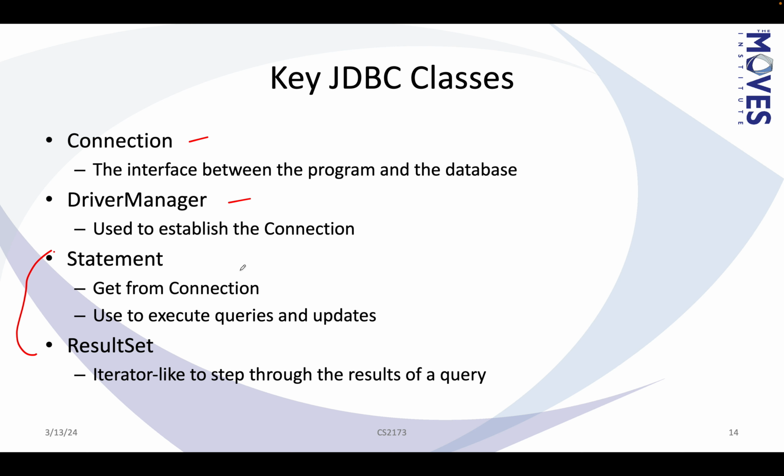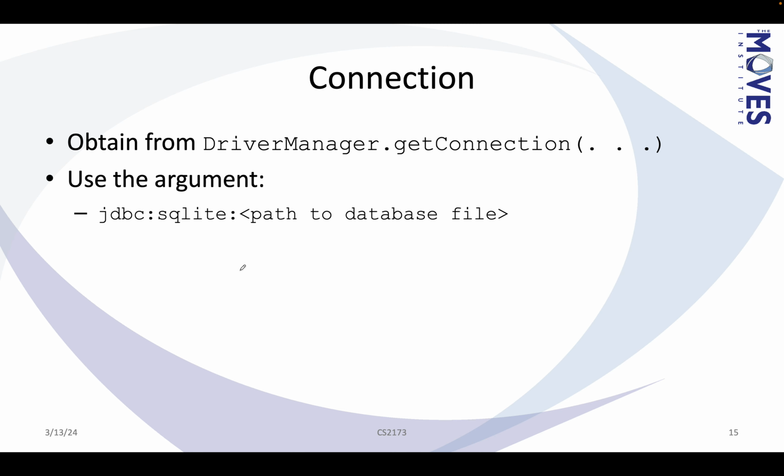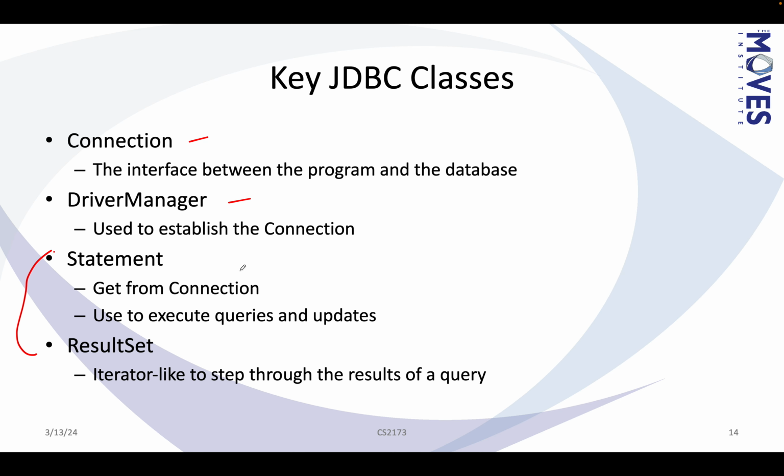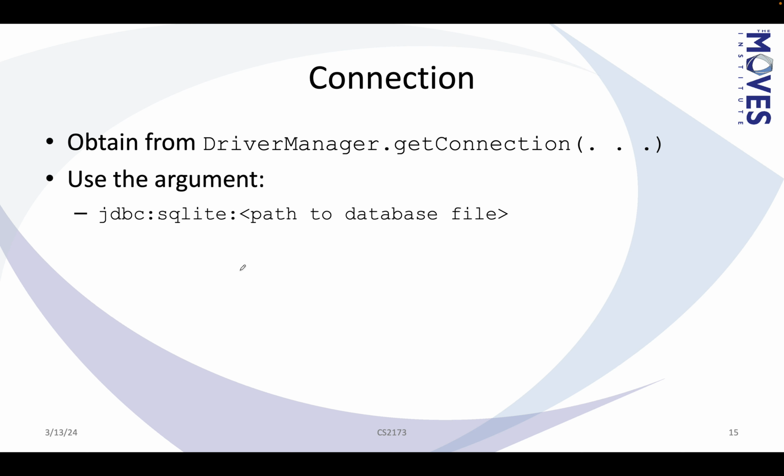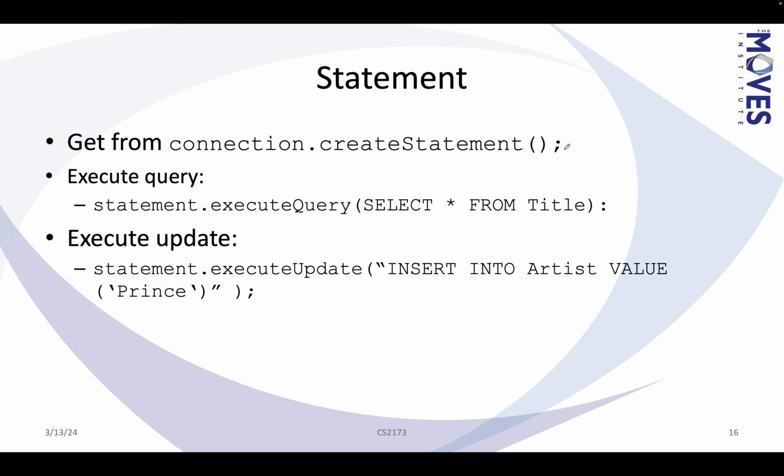If we do a query, that will typically return one of these result set things. And that's an iterator-like thing that we can use to step through. So here's what we have done already: we got the connection from there.